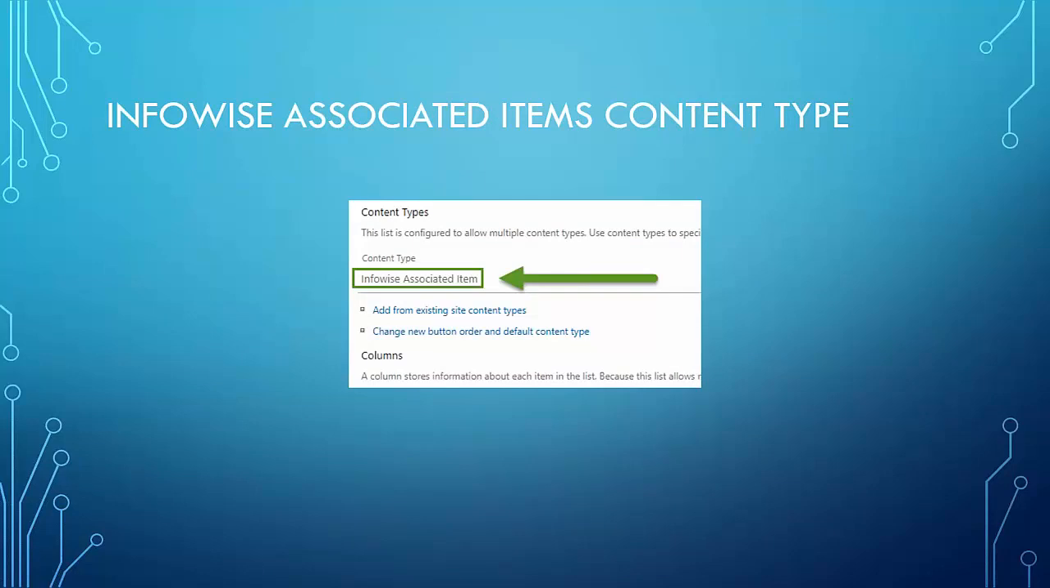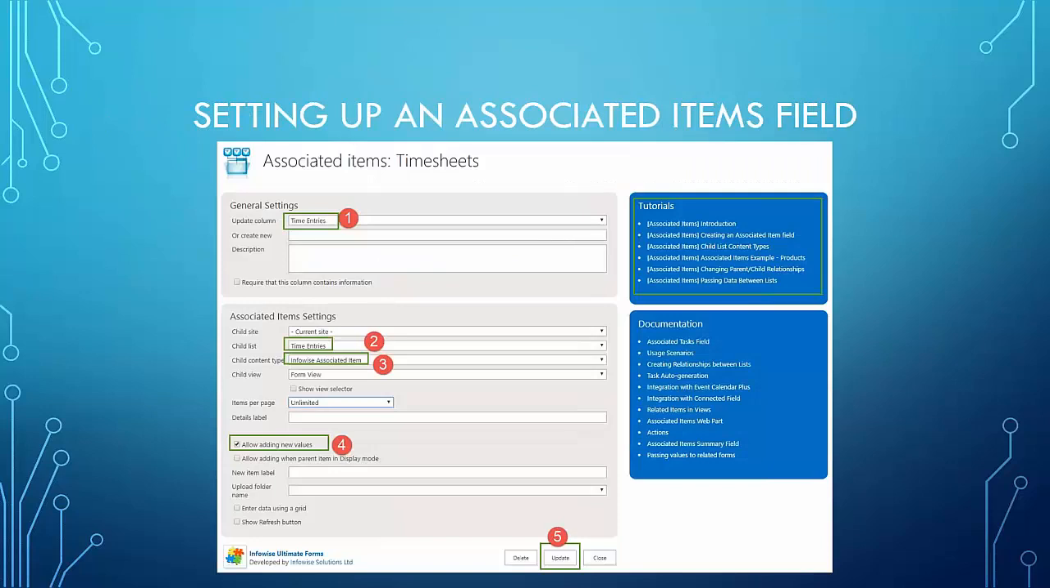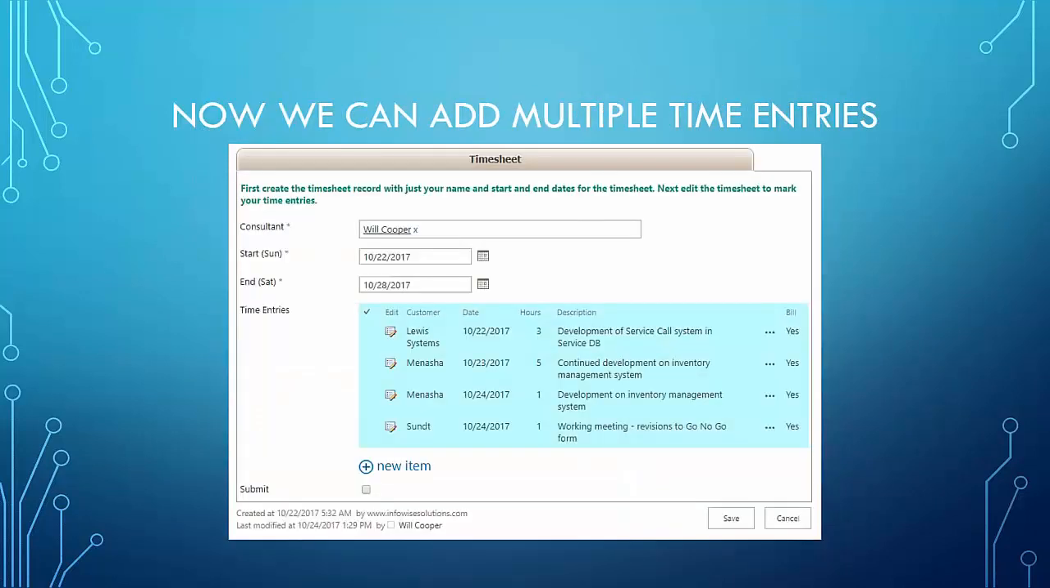All right, next thing, you're probably wondering how you set up this many-to-one relationship. How did I do that in the form? Okay, in Infowise, you have a content type, which is the Infowise associated item content type, and that's how you're able to create that. So what you do is set up the time entries to use that content type. And then when I go into the timesheets list, I can simply select that time entries list, and this makes a field in my parent form, which lets me do that many-to-one relationship. Really fast and easy to set up.